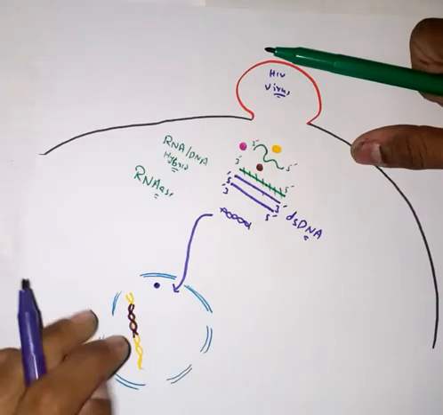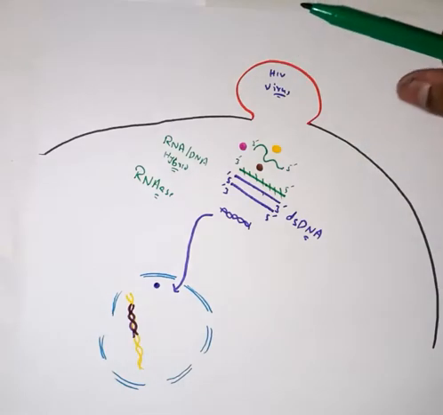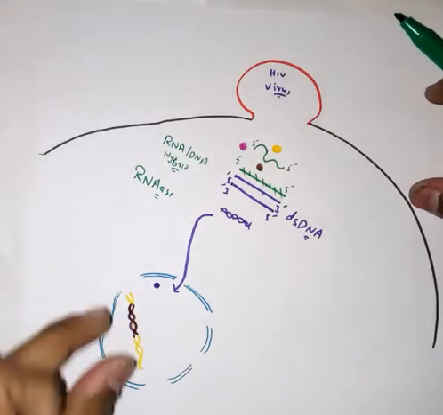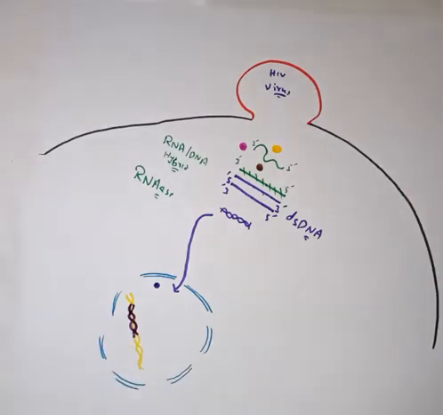And now this virus has become latent. Latent means now it has come into a dormant state. Okay, it has become part of our DNA. The DNA, the genome of the virus has become part of our DNA.